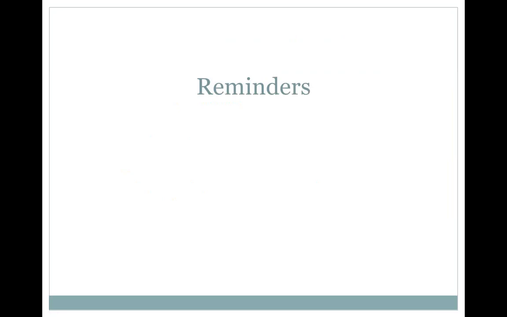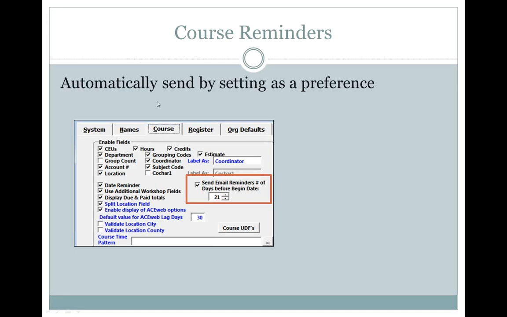A lot more people have edited their reminders than have edited their financial. Fantastic. That's good. So there are many ways to set course reminders. I'm going to show you this one basic way. In your preferences on the course tab, there is this great little preference here to send email reminders a certain number of days before the begin date. I don't know that you want to send yours 21 days before, but you might. It may just be 3 days, whatever it is.